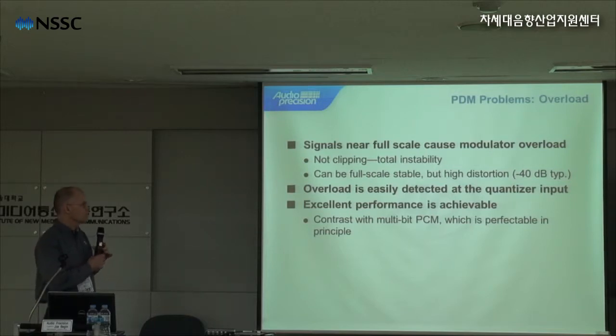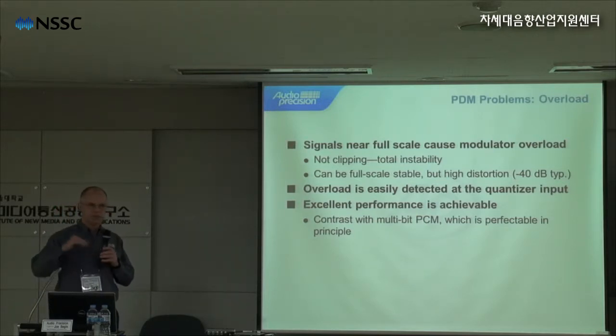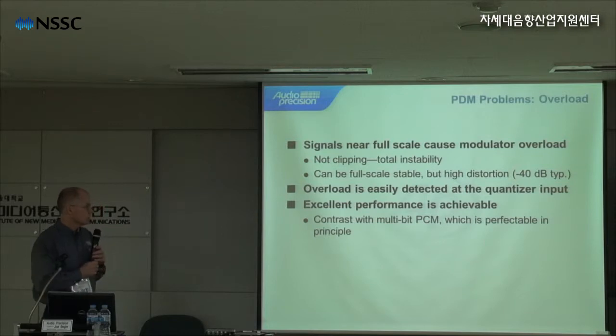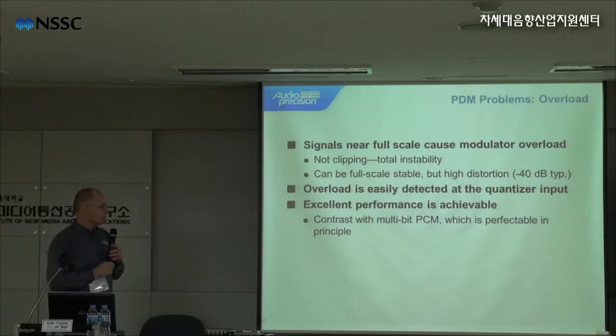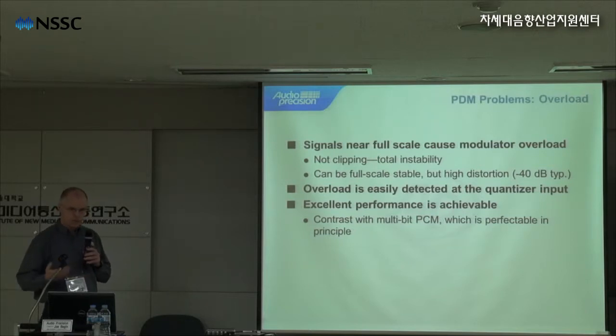One of the problems with PDM is overload. Signals that are close to full scale cause the modulator to overload. And unlike PCM, the signal doesn't clip, causing distortion. It just becomes totally unstable. We can look at this in a loopback mode, but as you increase the generator level up to close to 0 dBFS, it starts to become very unstable. And I think the highest you can go in our analyzer is a generator level of about -6 dBFS.